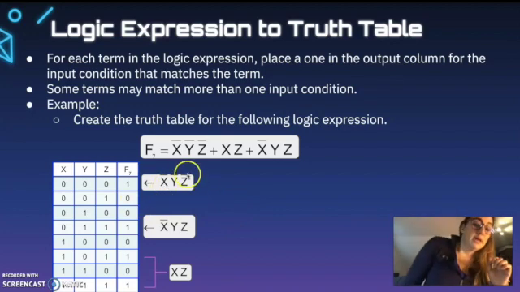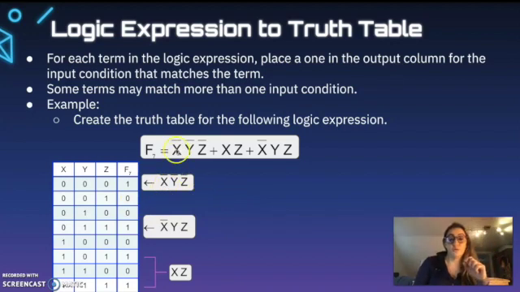Then what we need to do is read along with our expression table. So right here, our first expression is X naught, Y naught, Z naught. So that's 0, 0, 0. So 0, 0, 0 gives us a 1. We put a 1 in that spot.